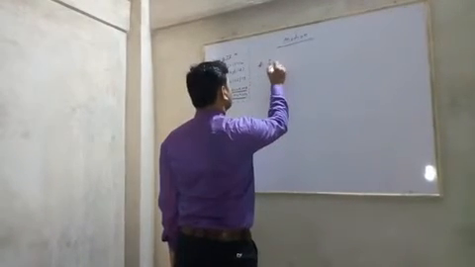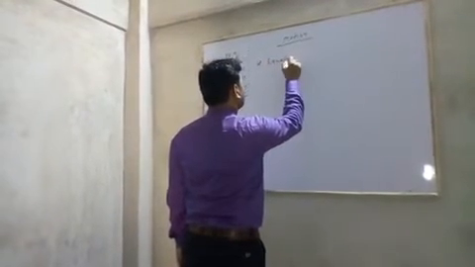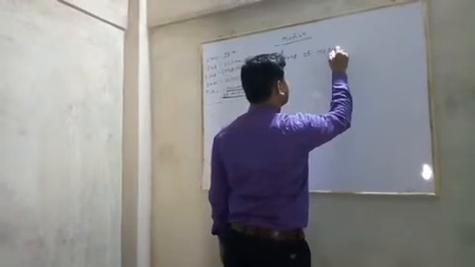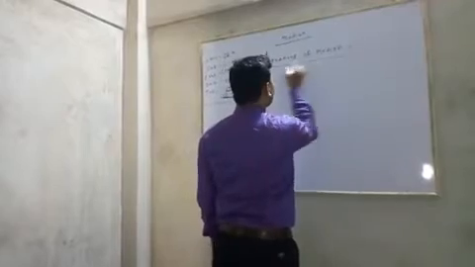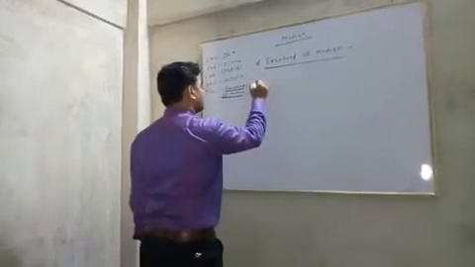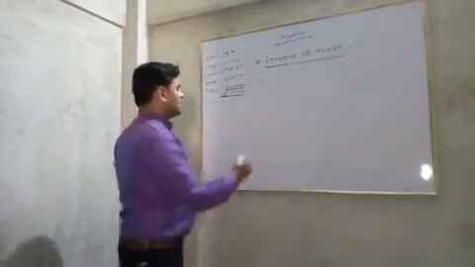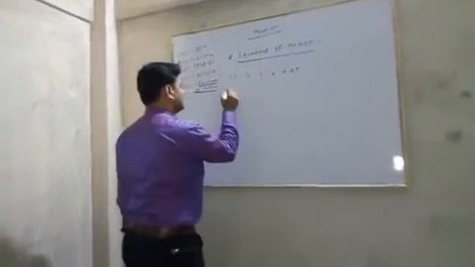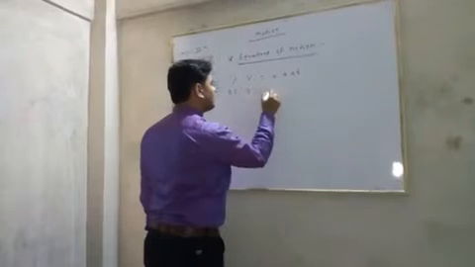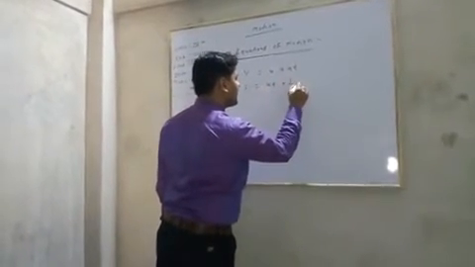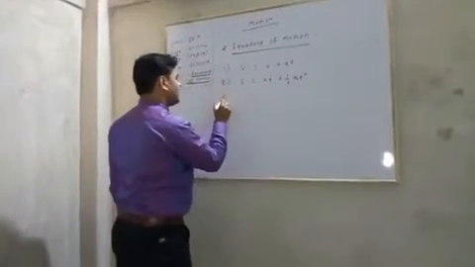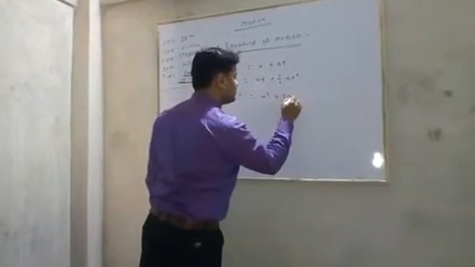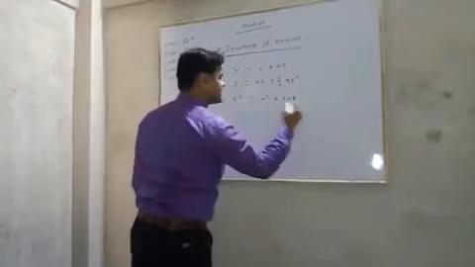Our topic is equations of motion. As we know that there are three equations of motion. The first one is v is equal to u plus at. Second one is s is equal to ut plus half at square. And third equation of motion is v square is equal to u square plus 2as. These are the three equations of motion.